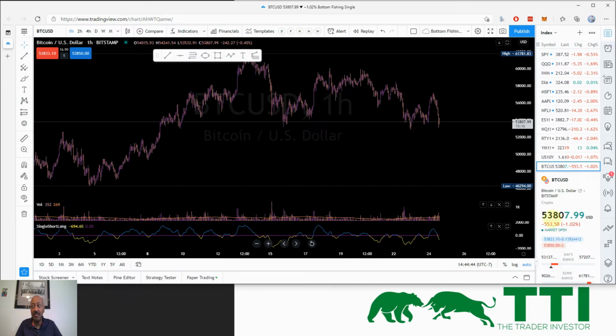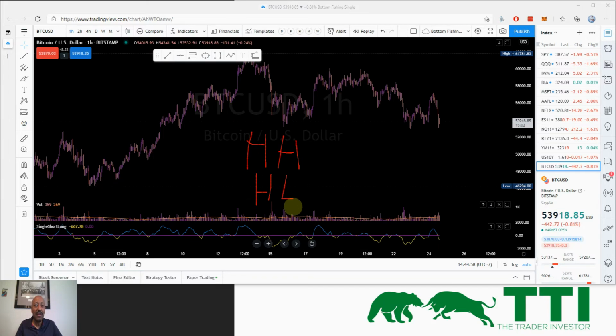Main thing to look at is, are we making a series of higher highs and higher lows, or are we making a series of lower highs and lower lows? So excuse my handwriting. I'm left-handed, but I use my mouse on my right side, and so my writing is not as clear, but you get the idea.